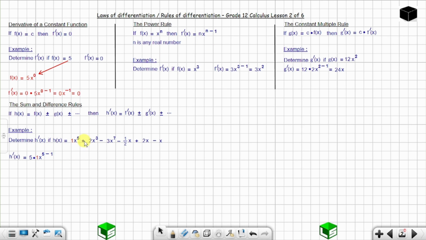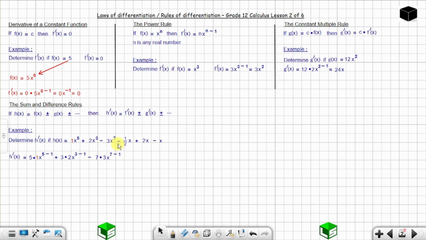Let's carry on. You have plus. Now the exponent is 3 and the coefficient is 2. So you have 3 times 2 and x to the power of 3 minus 1. You subtract 1 from the exponent. Let's carry on. You have minus. Your coefficient is 3 and the exponent is 7. So you have 7 times 3 and then x to the power of 7 minus 1.